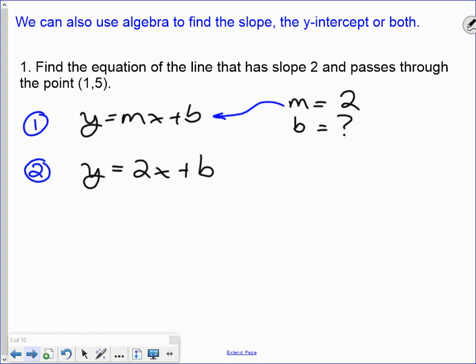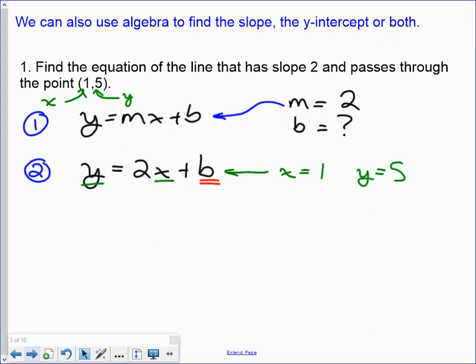Okay? Now, we need to be able to figure out what b has to be here. Now let's see, what other information did they give us in the question? Well, they're giving us this (1, 5). Okay? This (1, 5) is a value for x and a value for y. So they're telling us here that x is equal to 1 and y is equal to 5. We can take those and we can sub them in here for x and y.